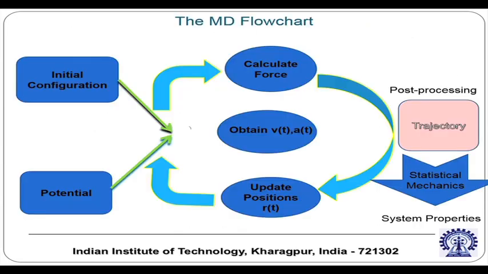So the overall flow chart: you have an initial configuration and potential, based on that you calculate force, obtain velocity and then obtain position, and using statistical mechanics you do a post processing.